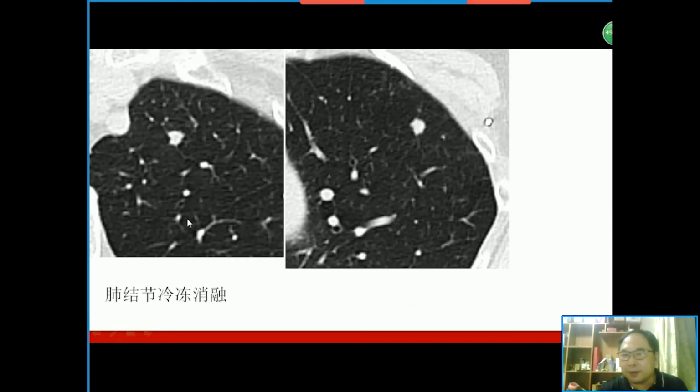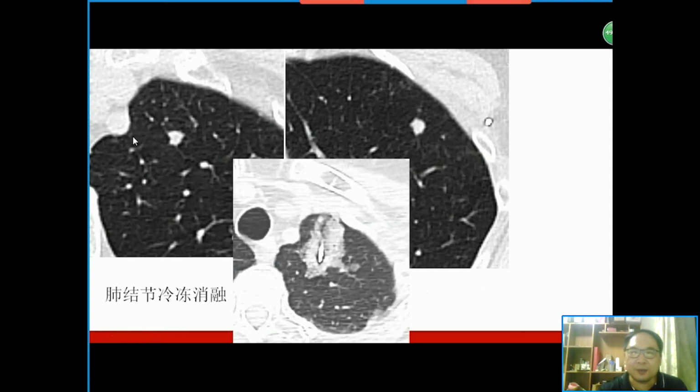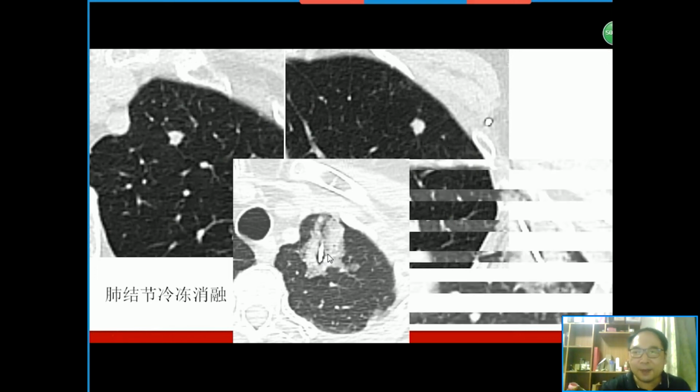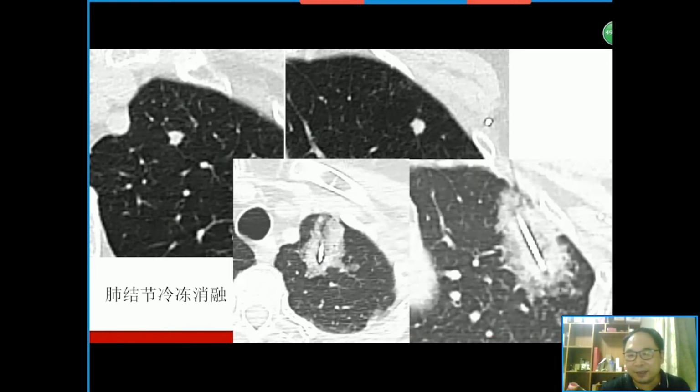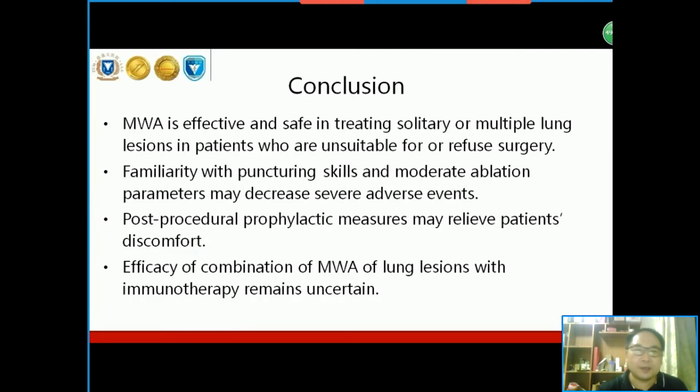And sometimes I also do cryoablation. This lesion here, I did cryoablation. During cryoablation, we can see some moderate bleeding, but the patient didn't feel any pain, so we don't do any general anesthesia, just local anesthesia. So it's a difference from the microwave ablation.